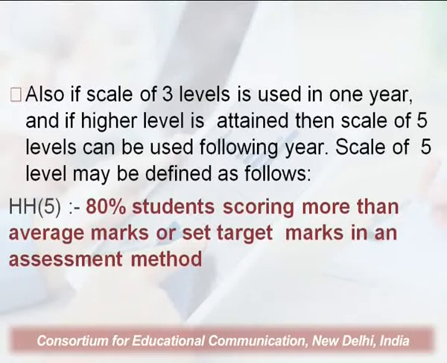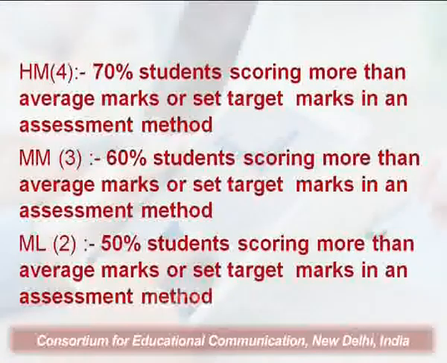The scale of 5 levels may be defined as follows. HH is 5, 80% students scoring more than average marks or the set target marks in an assessment method. HM is 4, that means 70% students scoring more than average marks or the set target marks in an assessment year. MM is 3, that is 60% students scoring more than average marks or the set target marks in an assessment method. ML is 2, that is 50% of the students scoring more than average marks or the set target marks in an assessment year.